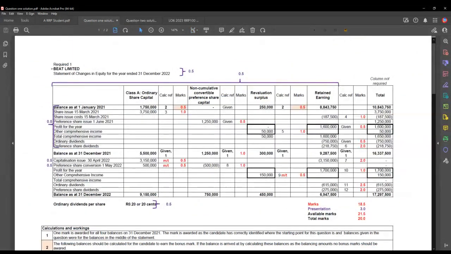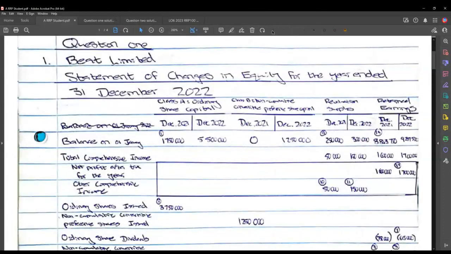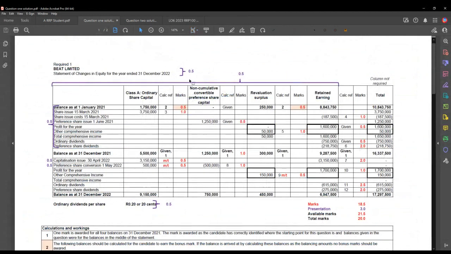You'll notice here that the marks in purple are presentation marks. The marks in red are calculation marks, what we call mark through or method marks. I've allocated half a mark to the writing of Beat Limited and then the statement of changes in equity. This is how it's supposed to be written. If you have a look at our mock student, you'll see that they have done it correctly, so I'll give him or her half a mark there.